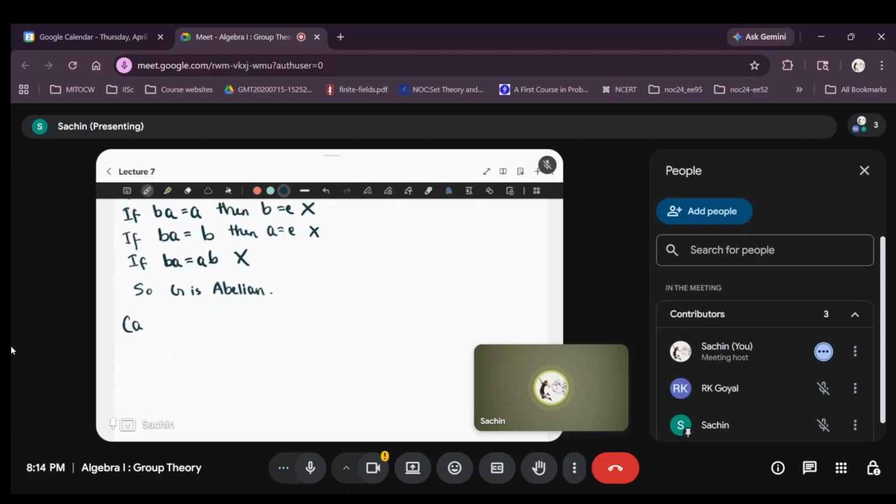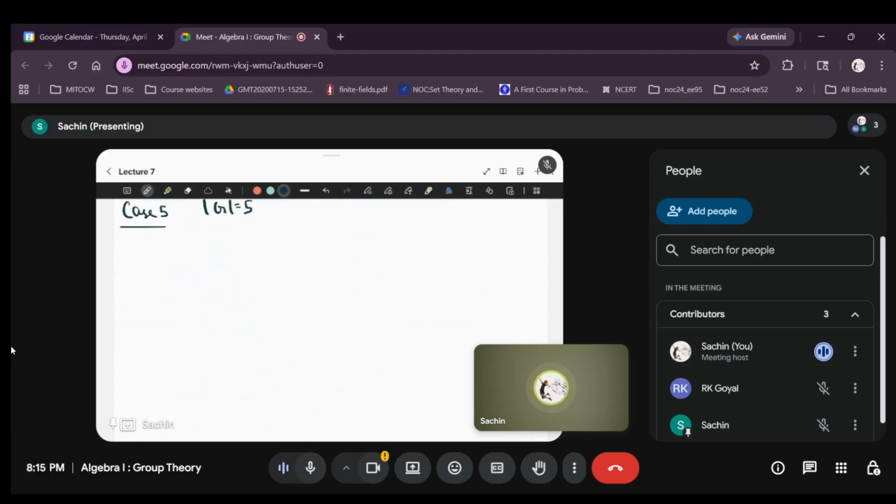But either case, it is an abelian group. Then case 5, order of G is 5. So again, the same assumption. Suppose G is not abelian, then there must exist A, B in G such that AB is not equal to BA. Then the group must be E, A, B, AB, and BA. Is that okay?